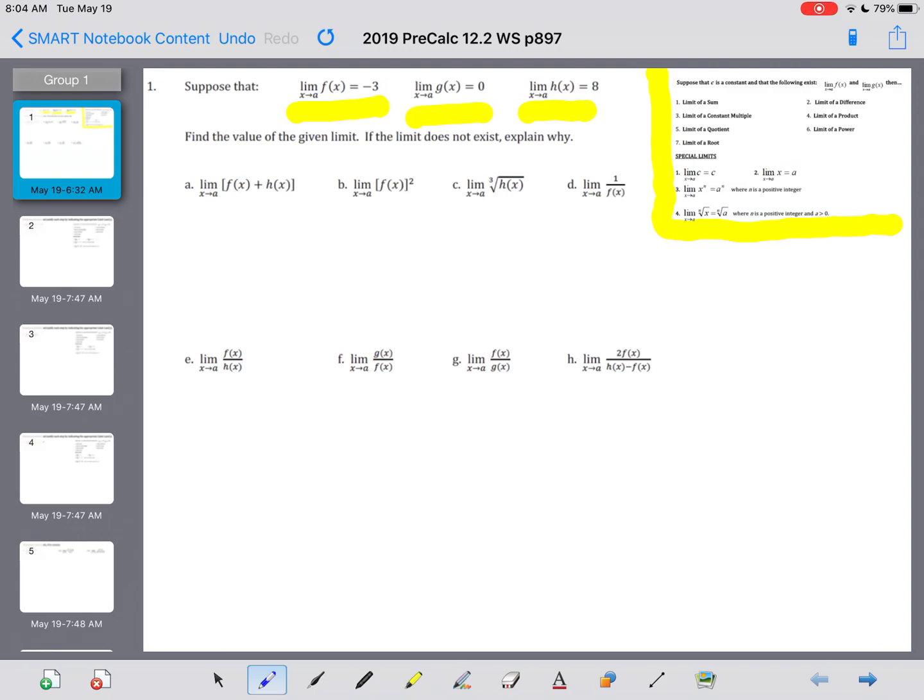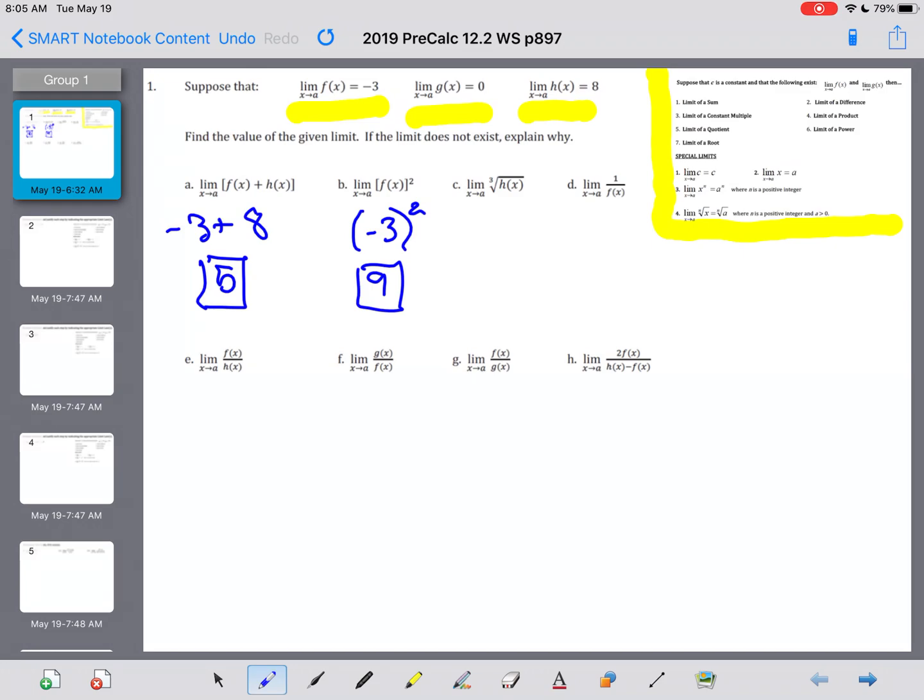So again, we're going to use direct substitution. And again, this limit of a sum can be broken into a sum of limits. So I'm going to take the f of x limit, -3, plus the h of x limit, 8. Add them together and I get 5, and final answer. Over here I've got a limit of a power, so I'm going to take the f of x limit value, square it, and I'm going to get 9. Again, that was law 6 there.